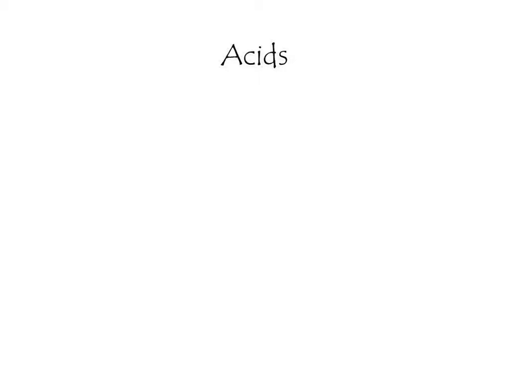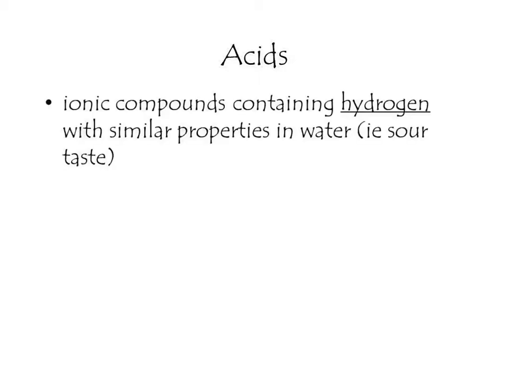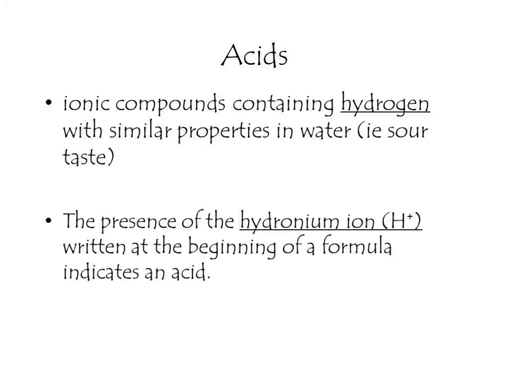So let's go ahead and talk about what an acid is. An acid is an ionic compound that contains hydrogen, and it has similar properties with water. It also has the hydronium ion, so that means you have an H+, where the hydrogen is positive. And it is always written with hydrogen in the beginning. So if you see something that looks like a covalent compound and it has hydrogen first, you can assume it's most likely an acid.